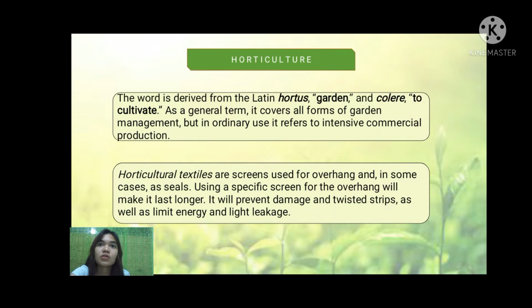Next is horticulture. Did you know that horticulture comes from the Latin words meaning garden and to cultivate? As a general term, it refers to ordinary use. It refers to intensive commercial production. Horticultural textiles are screens used for overhang and, in some cases, as seals. It helps to prevent damage and twisted strips as well as limit energy and light leakage for protection of the plant or your crops.